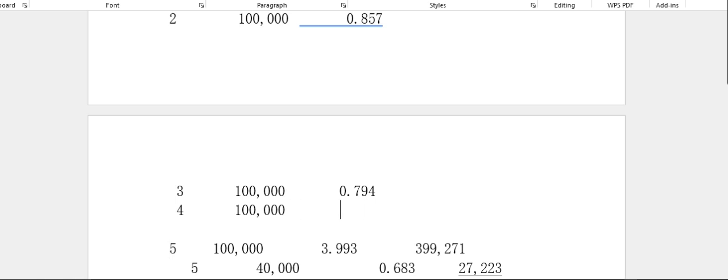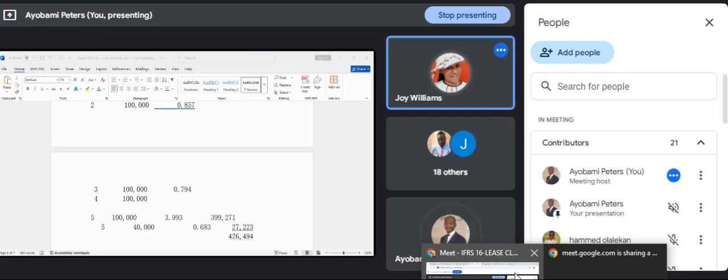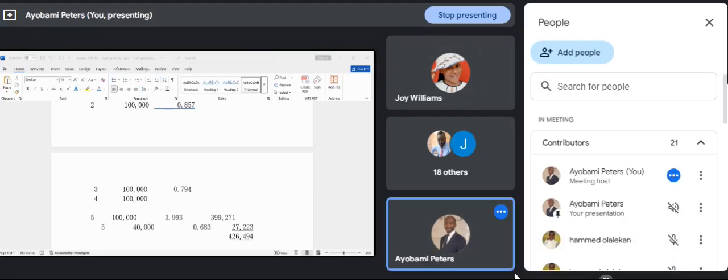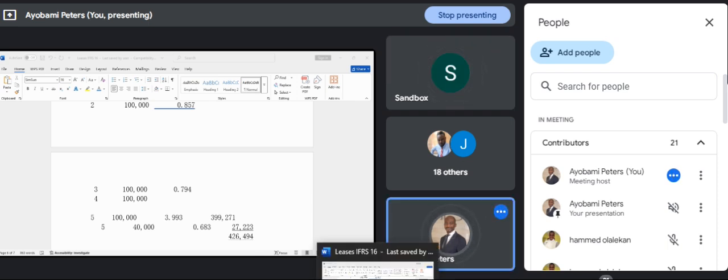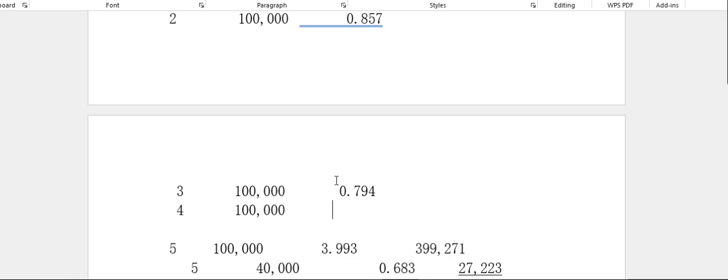Michael, do you get it now? No, sir. This is how to do it. This is the formula: 1 plus 0.08 raised to power minus 4. We are doing year 4 now. It is you that will do it too.